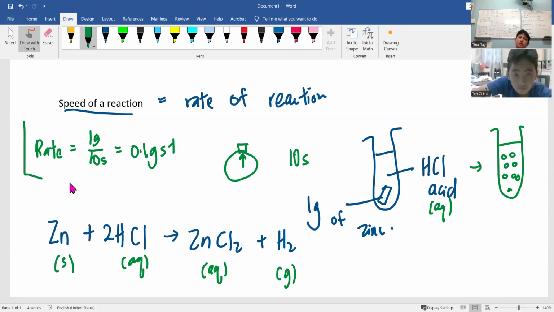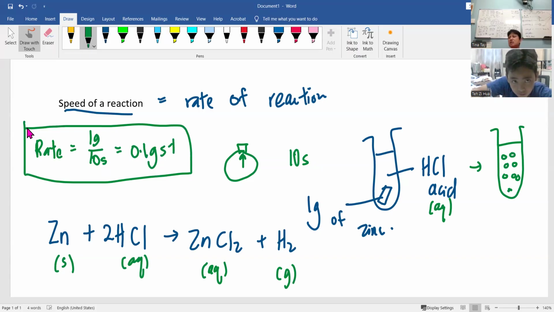Correct or not? Do you understand this unit? Is it similar to speed? A bit. Okay.